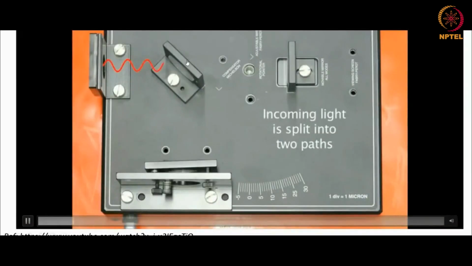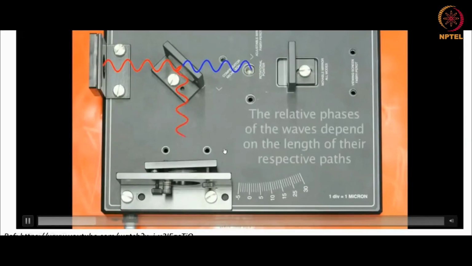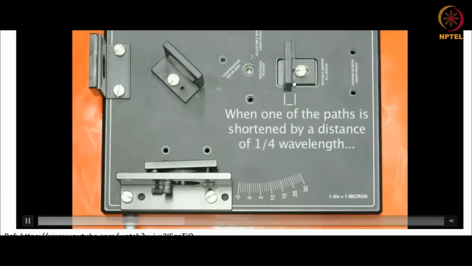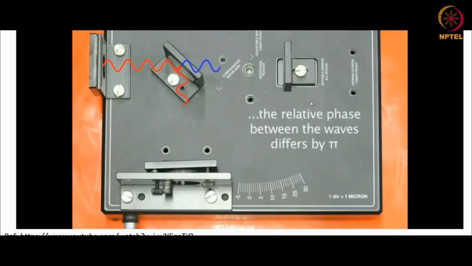So the light will be split with the help of this beam splitter, and these are the two mirrors from where the reflected light waves will interfere, and constructive and destructive interference will occur. So this time this is constructive interference. When we move our movable mirror by 1/4 wavelength with the help of the micrometer knob, destructive interference will occur.